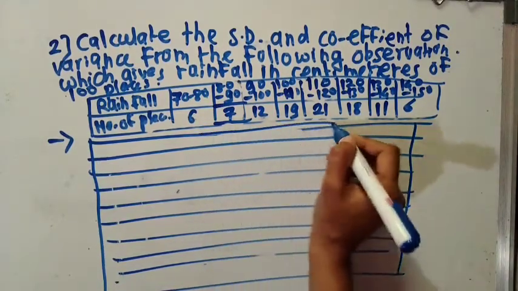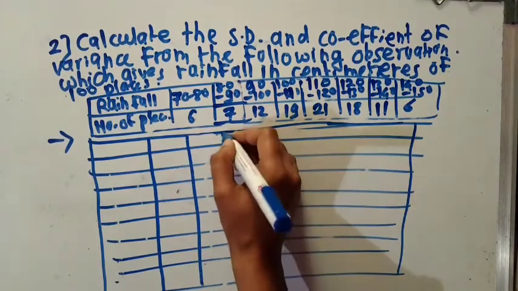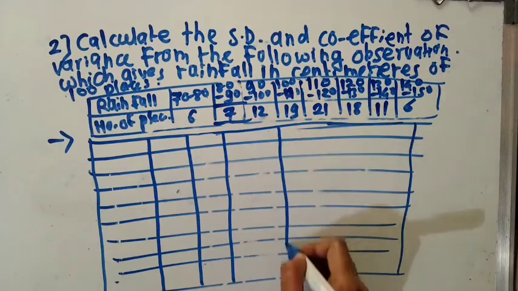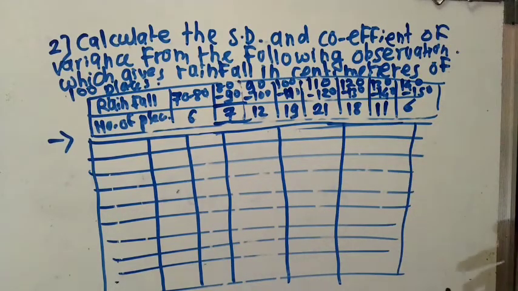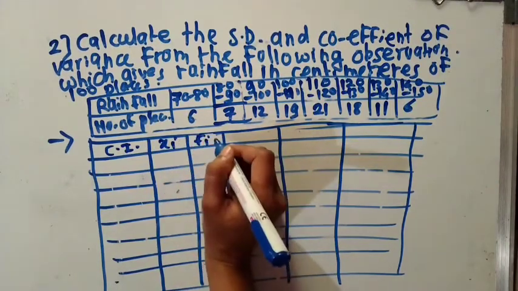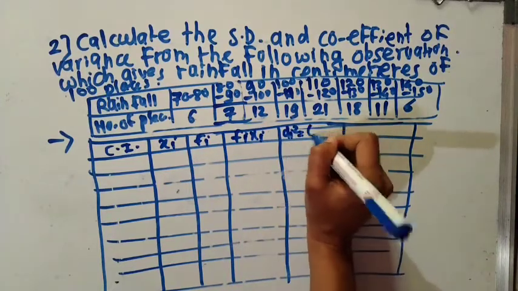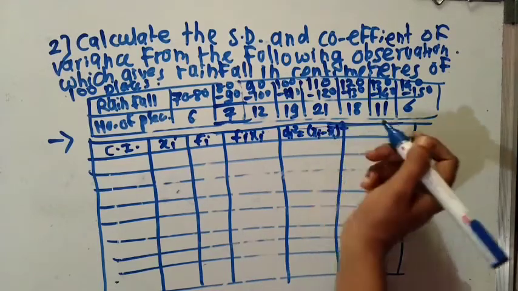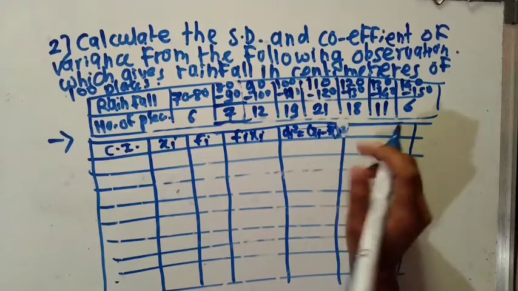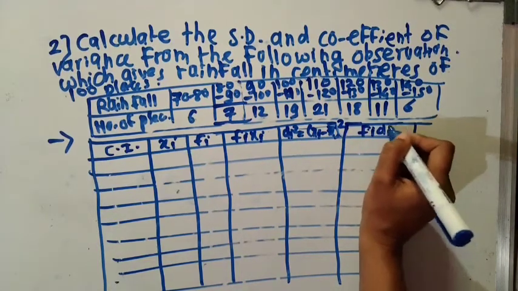So in the first column there is the class interval, then xi, fi, fi into xi, then find out di square, meaning xi minus x bar square, then fi into di square.